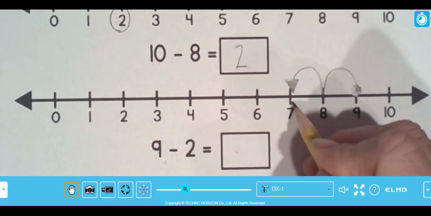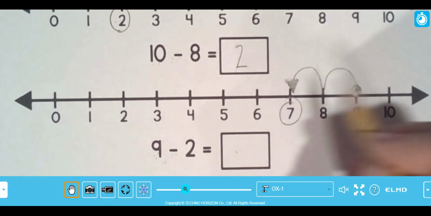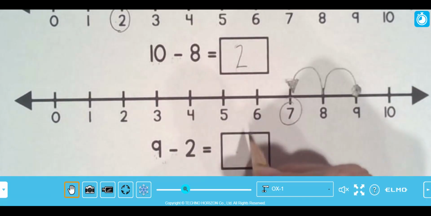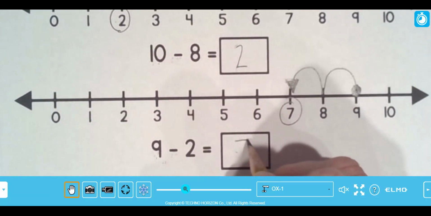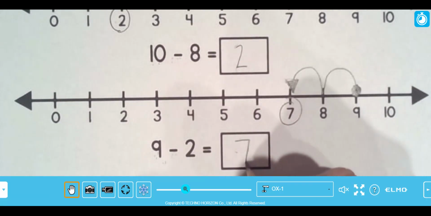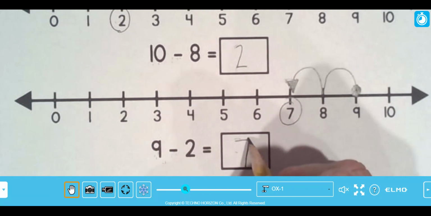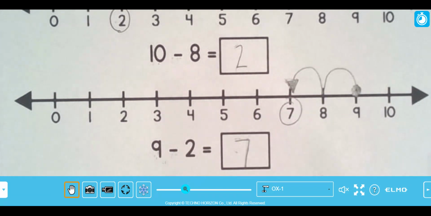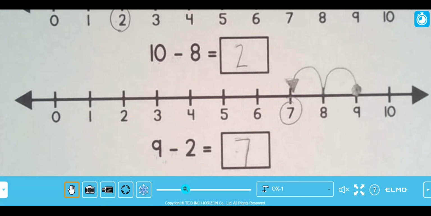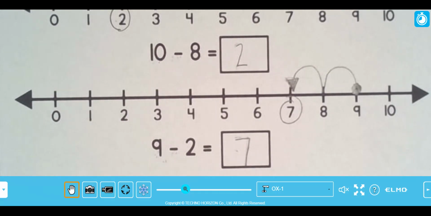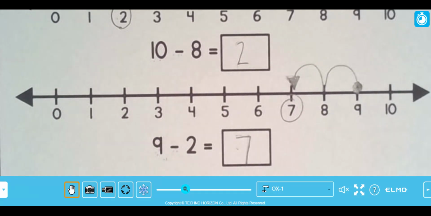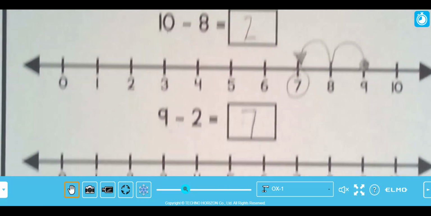Okay, I'm going to circle the 7. That's my answer. I'm going to write it here. 7 has a little line at the top. So little line and then long line. Little line and then long line. That's how you make a 7. Okay, we found the difference. Okay, we've got one more to do, okay? If I'm going too fast, you pause the video.